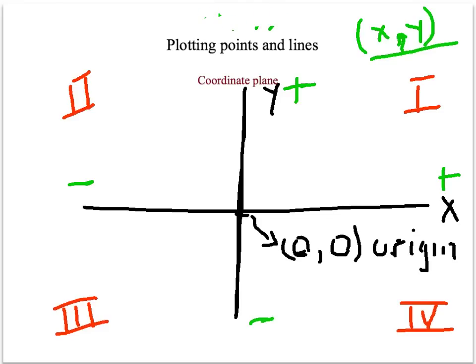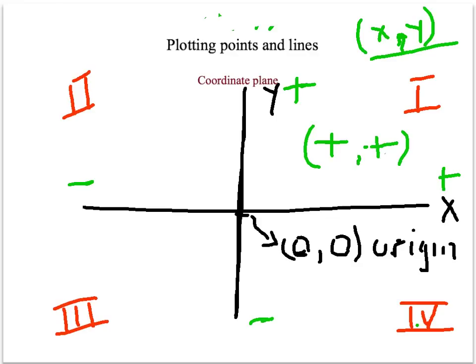So, in this first quadrant, both the x and the y are positive. Let me redo that because I said what I meant to write and I wrote something different. The x and the y are both positive.